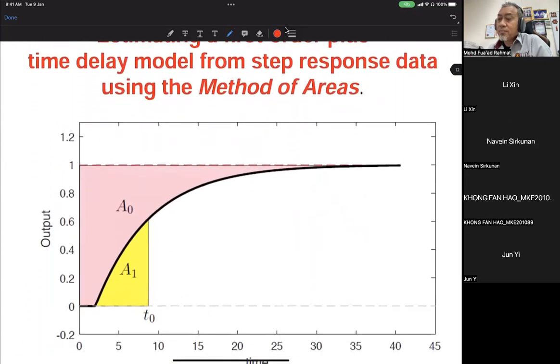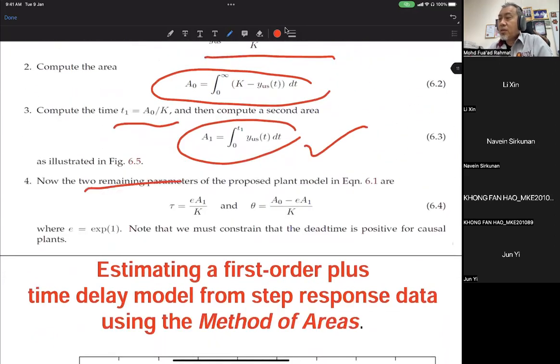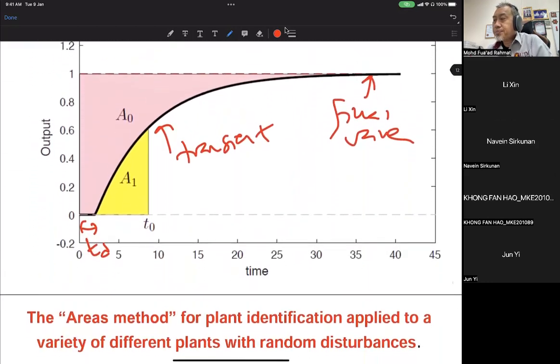This figure is the time response of a first order system with time delay. So this is the time delay, this is the transient, and this is the final value. Right, so the two remaining parameters of the proposed model in equation 6.1 are tau, the time delay, and theta, where e is equal to exponent 1. The constraint is that the delay time is positive for causal plants, plants that have a higher disturbance.